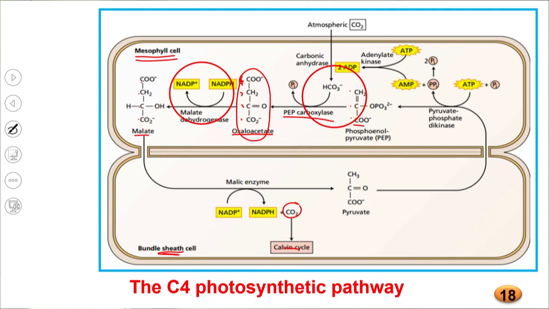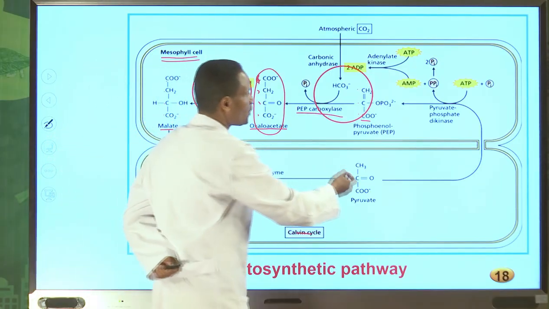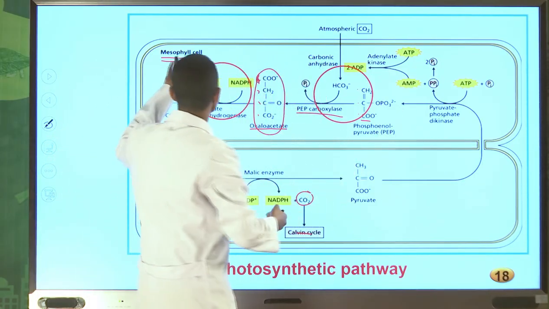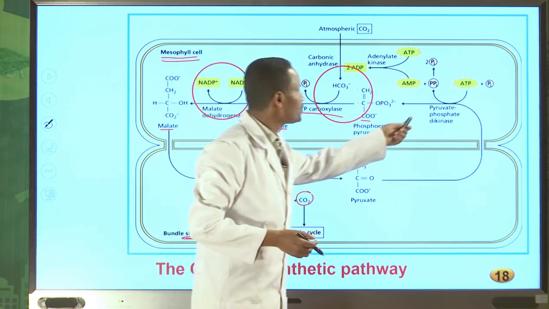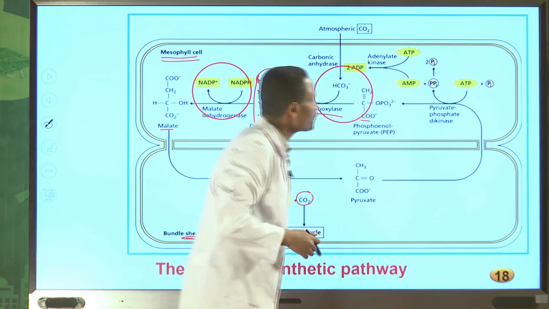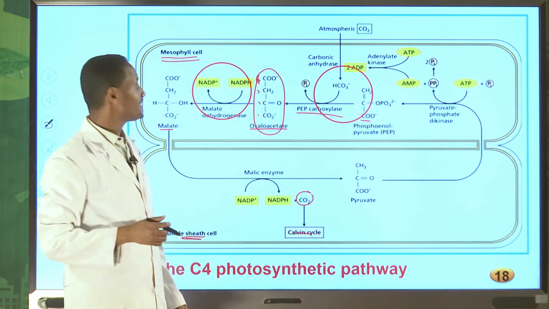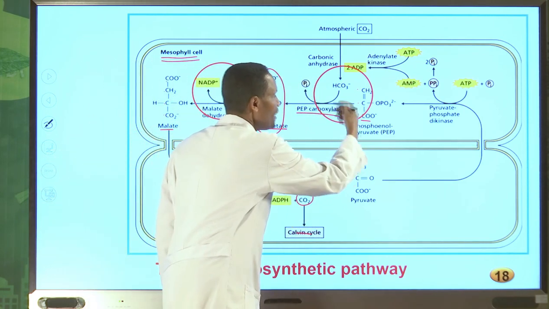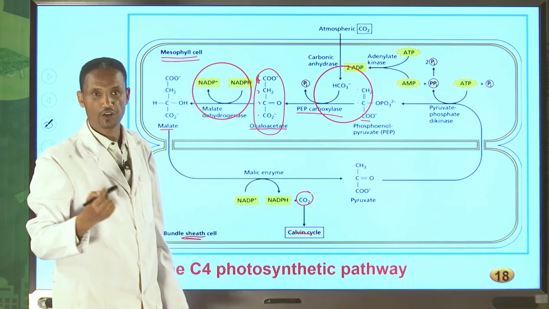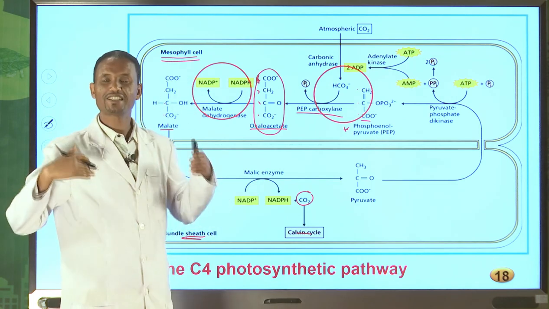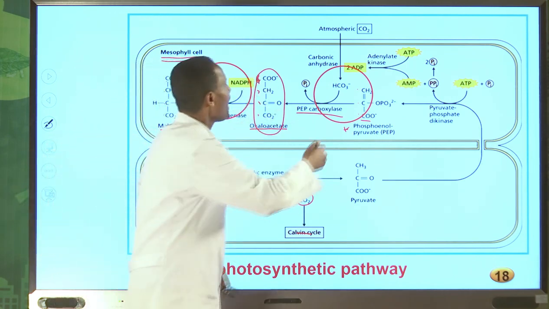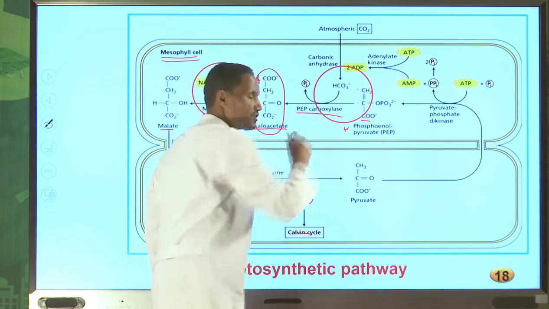Then, the remaining compound, the pyruvate, which has 3 carbon atoms, re-enters the mesophyll cell, and with the help of the enzyme pyruvate phosphate dikinase, it is changed to phosphoenolpyruvate. Here, the phosphoenolpyruvate is regenerated, and now it is ready to accept another molecule of carbon dioxide to proceed the process of photosynthesis.